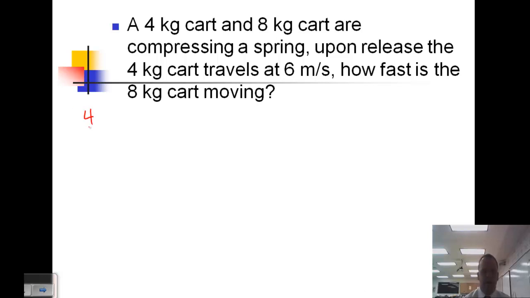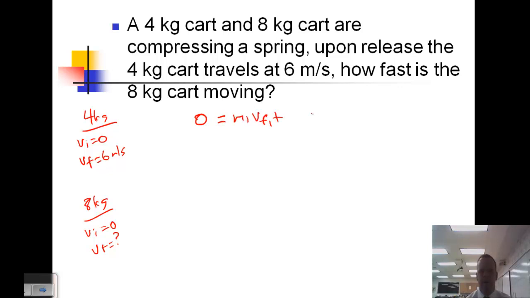So we have two carts here, the 4-kilogram and the 8-kilogram. The initial velocity of this one is 0. The initial velocity of this one is 0. Final velocity of the 4-kilogram is 6 meters per second. Final velocity of the 8-kilogram is what we're trying to find. So we know 0 equals m1 v final 1 plus m2 v final 2. So 0 equals 4 times 6 plus 8 times v final 2.